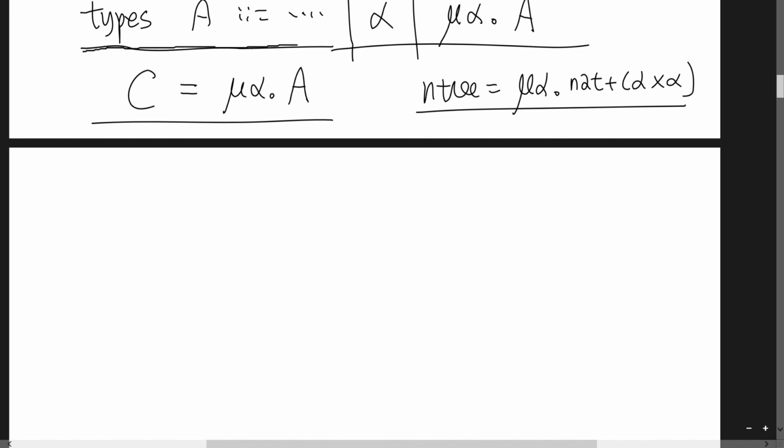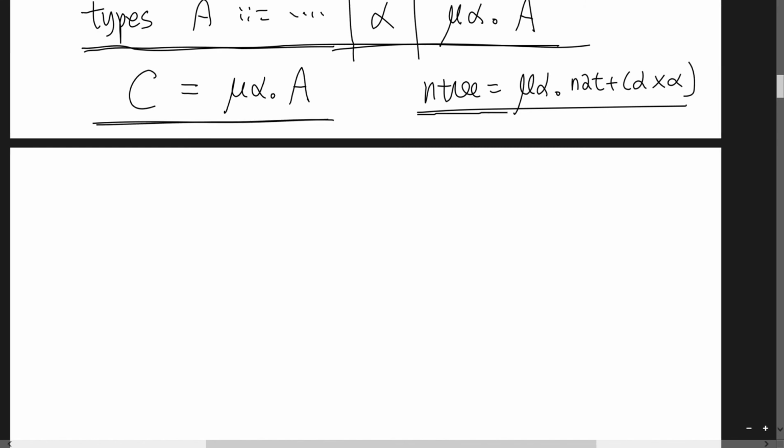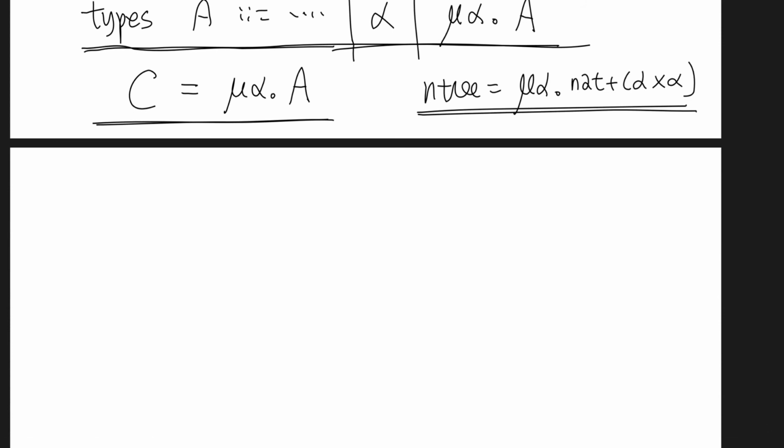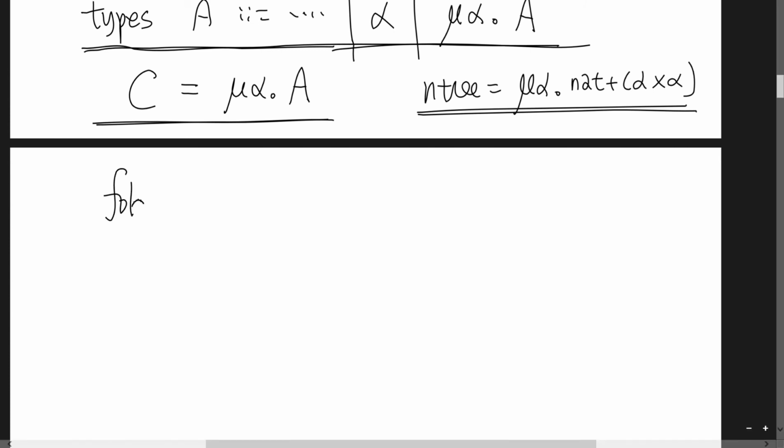So this is the new syntax for types. Now suppose that you introduce a new recursive type, for example, this one. Then what happens is the type system creates two functions for you. The first is fold C, and the second is unfold C.